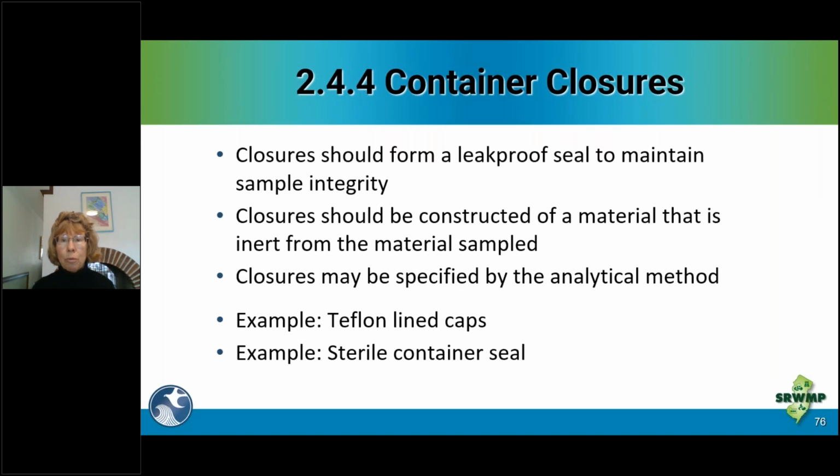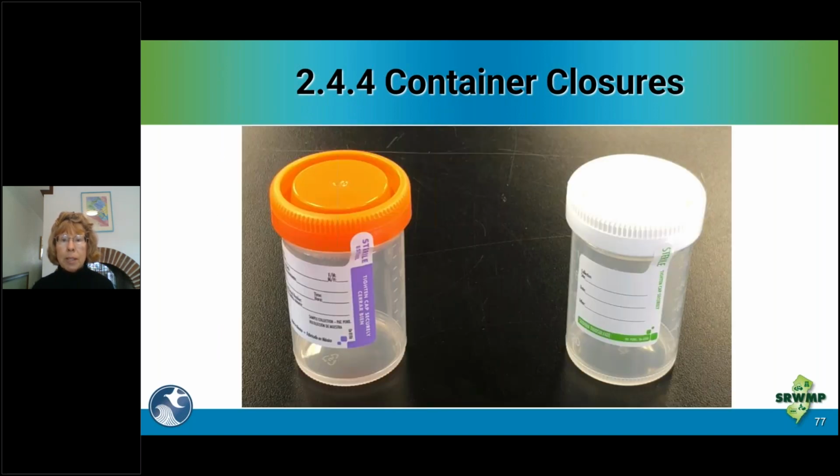Container closures. This is our fourth topic in section 2.4. The closures themselves of the container form a leak-proof seal, again, to maintain the integrity of that sample. Closure should be constructed of a material that's inert from the sample material. Closures may be specified by the analytical method. Examples include Teflon-lined caps, sterile container seals. Next slide. Here's an example of a container closure, a sterile seal on a container used for microbiological sampling. Next slide.